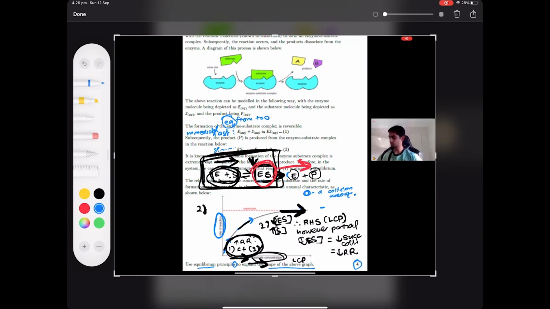The reason I would say that ES can't completely disappear is because the E formed here is reused, goes back to the E here. And so you'll always have enzyme substrate complexes. Does that make sense?